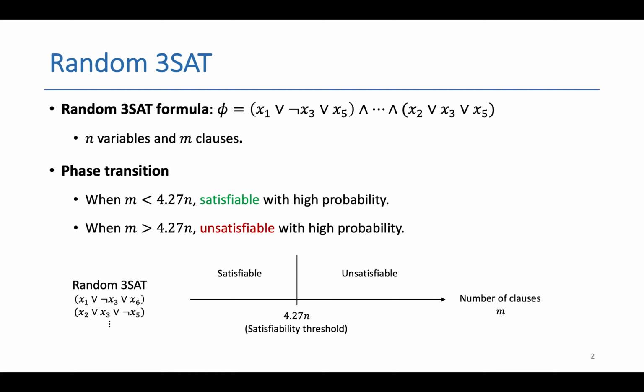The main phenomenon related to random 3-SAT that we'll be interested in is that of phase transitions. The most fundamental phase transition is what is known as the satisfiability threshold. When the number of clauses m is smaller than a certain threshold, 4.27 times n, then the 3-SAT formula is going to be satisfiable with high probability. And when this number is larger than 4.27 times n, then it's actually unsatisfiable with high probability.